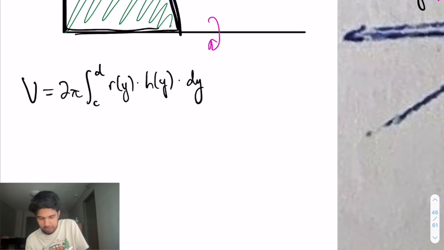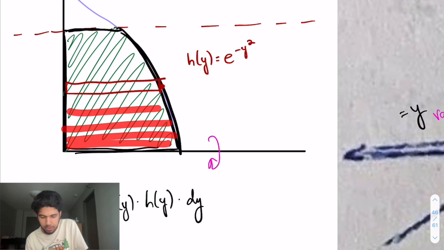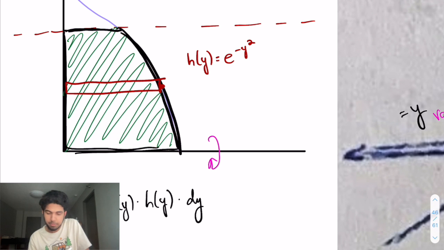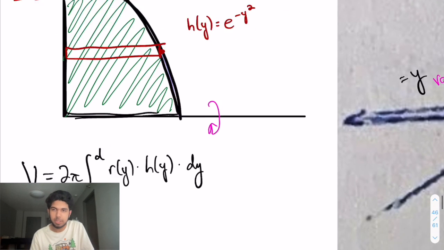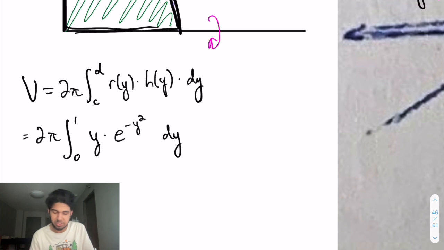So coming back to our integral, we have 2 pi. The integral goes from 0 to 1 because these rectangles start stacking at 0, and they go all the way up till 1 because this red line is the line y equals 1. R of y was y. H of y was e to the negative y squared. We have dy here. Let's solve this integral.